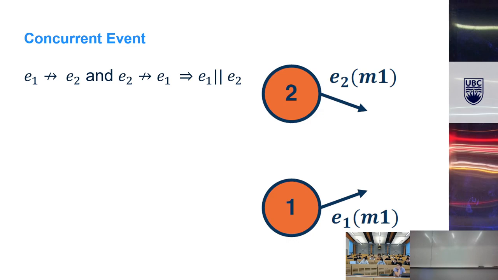So if E1 is not causally related to E2, in other words, the happens before relationship is not present, and E2 does not happen before E1, then we say that they are concurrent events. There is no defined ordering between these. Yes. In reality, yes. But our definition says we don't know the order of the events. Because there's no causal relationship between these two, they in fact could have happened in either order and it would be perfectly valid.